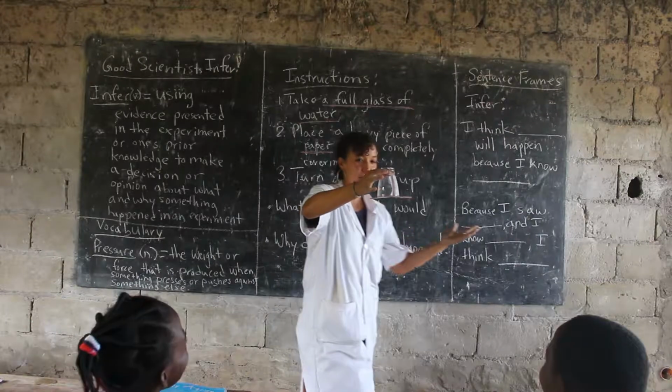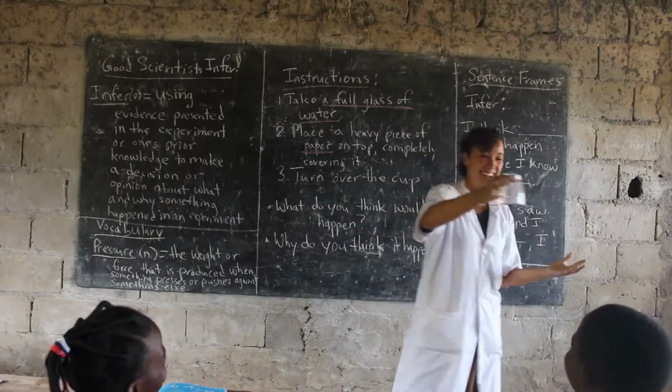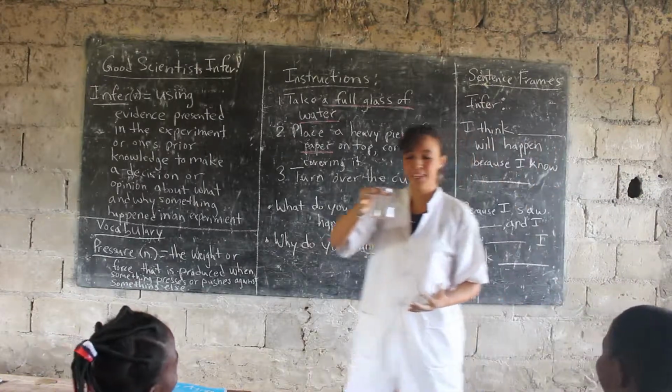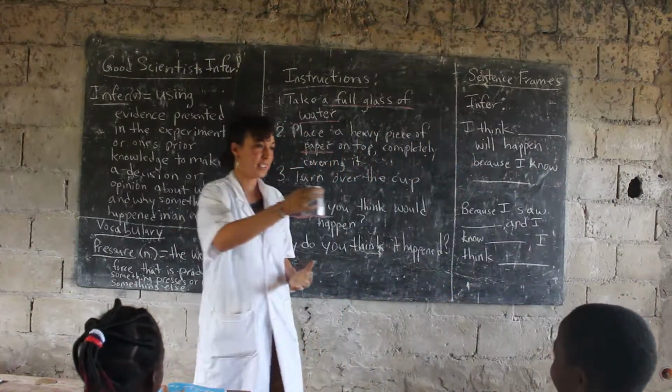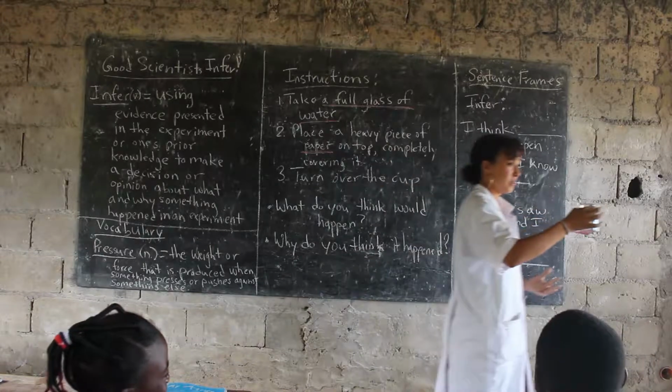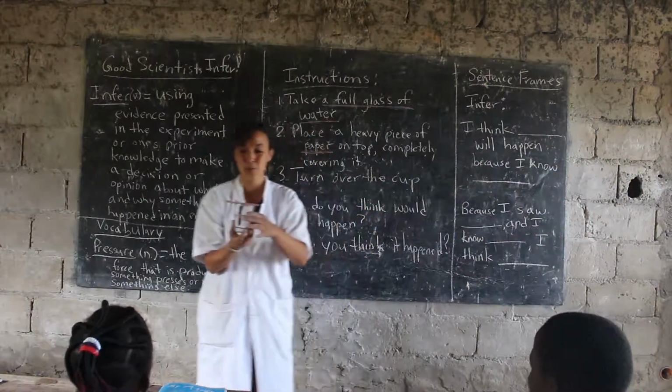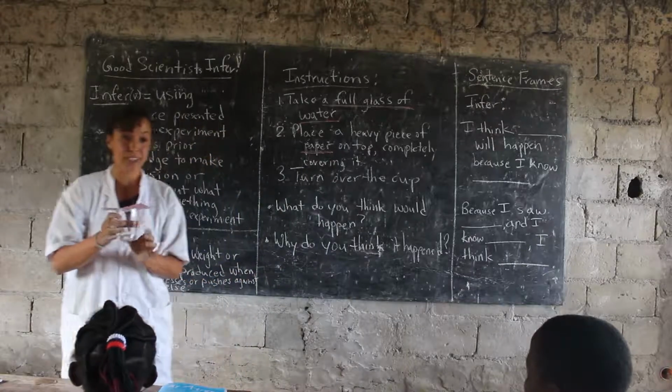What? Oh! What has happened here? Did any of our inferences come out to be correct? Did any of us have the correct inference? So I think we have some new things that we need to learn in order for us to understand.